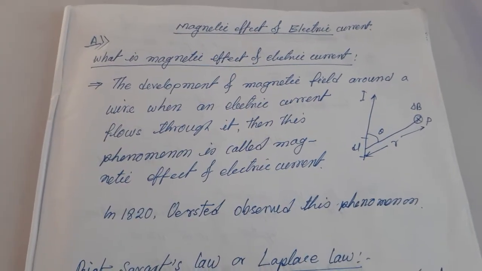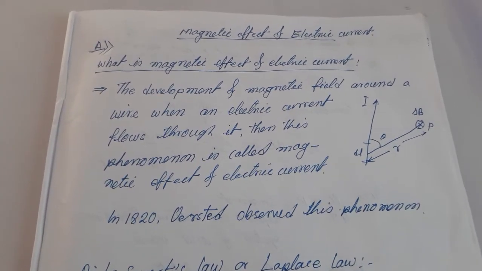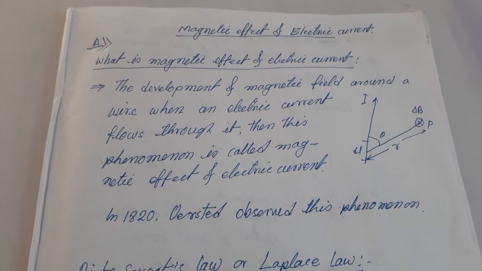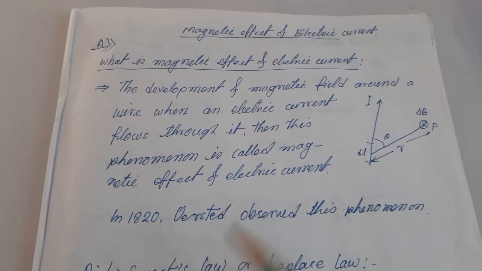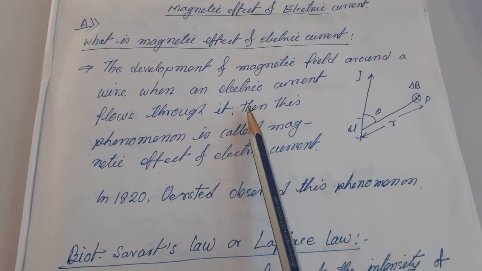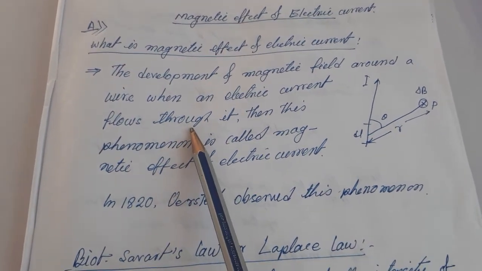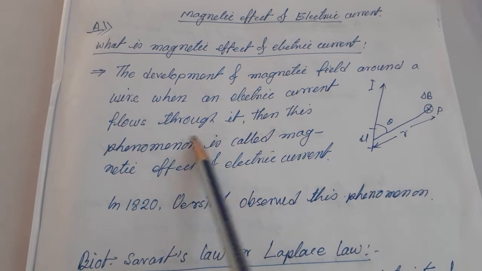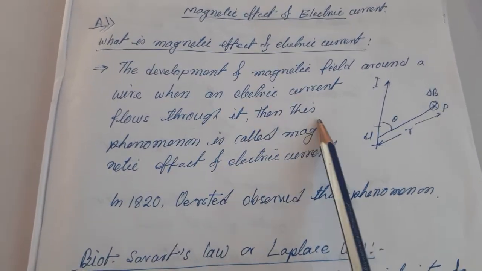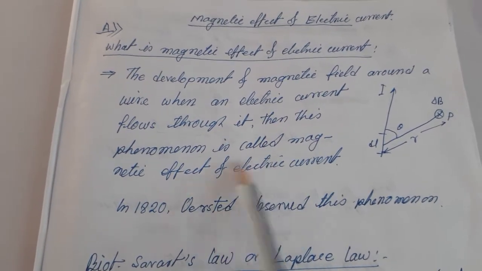Hello dear student. Today I am discussing the magnetic effect of electric current. What is the magnetic effect of electric current? The development of a magnetic field around a wire when an electric current flows through it is called the magnetic effect of electric current.